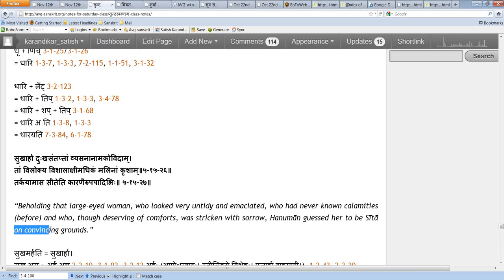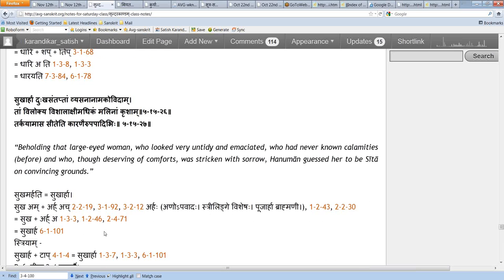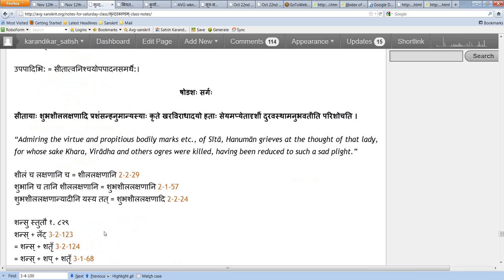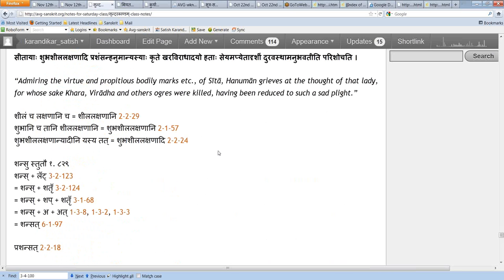On convincing Karanaihi, there is the Upapadibhihi. So Nishchayopapadibhihi. Grounds is the Karanaihi. So by reasonings which were convincing, which are producing conviction. Okay. So Shodasha Sargaha, the next Sargaha says Sita. This is quite straightforward here.